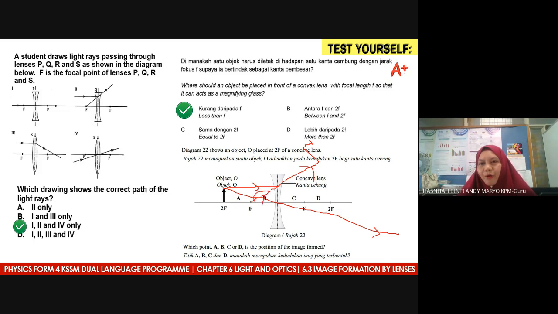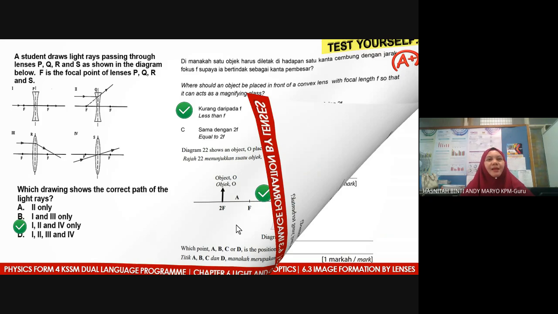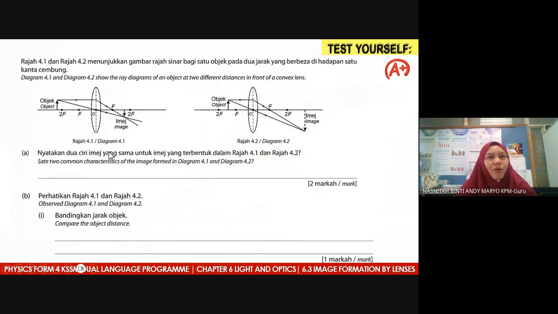So our image forms somewhere here at point B. So the answer for question 3: the image forms at point B, in front of the lens, at a distance less than the focal length. Alright? Okay, then, this is question number 4.